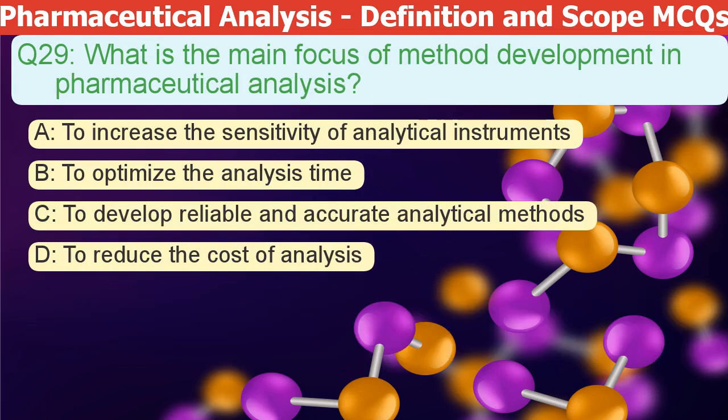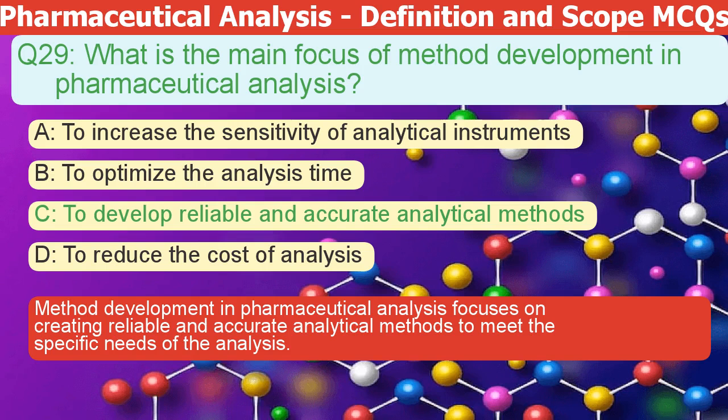What is the main focus of method development in pharmaceutical analysis? A. To increase the sensitivity of analytical instruments. B. To optimize the analysis time. C. To develop reliable and accurate analytical methods. D. To reduce the cost of analysis. The correct answer is C. Method development in pharmaceutical analysis focuses on creating reliable and accurate analytical methods to meet the specific needs of the analysis.